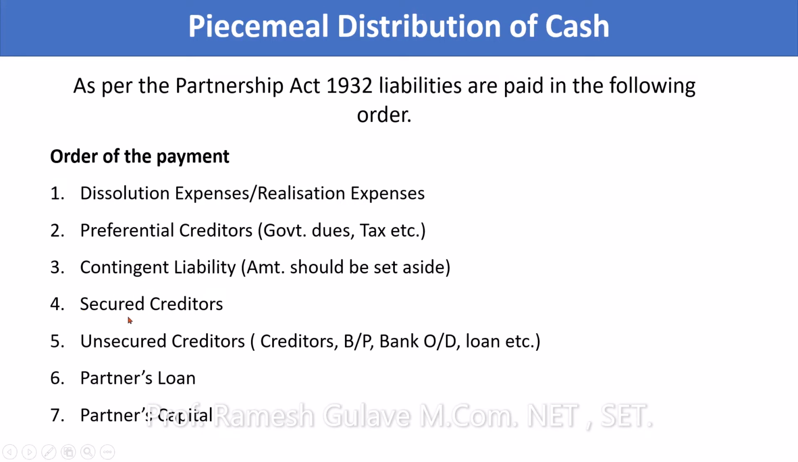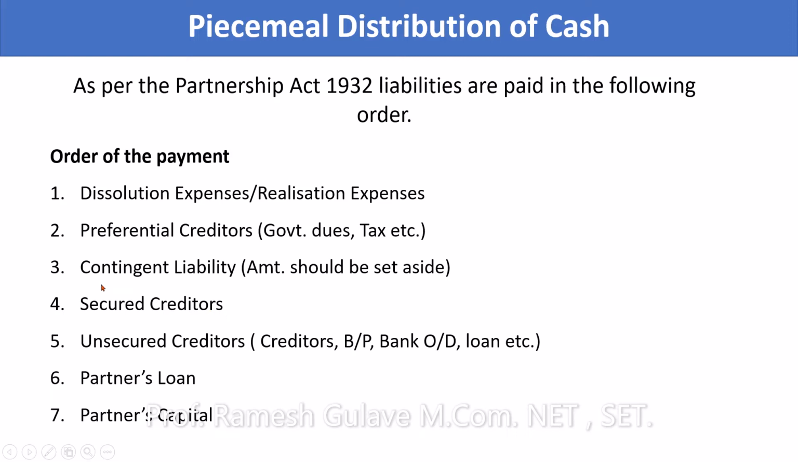Then next, the preferential number in the order of payment is of the secured creditors. Secured creditors are those creditors to whom the firm has given an asset as security. Those creditors are known as secured creditors. Those secured creditors have the right to sell the asset in the open market and recover their dues.